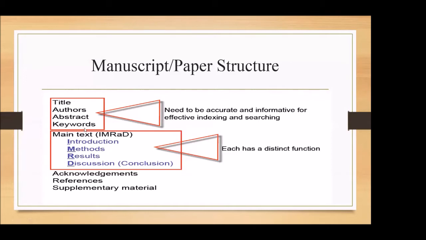Whereas the other part, the main text, we call the IMRAD. IMRAD stands for: I for introduction, M for methods, R for results, and D for discussion or conclusion. Each one of these has a distinct function, and we will go through all of these sections one by one. Then finally, we will write the acknowledgement.